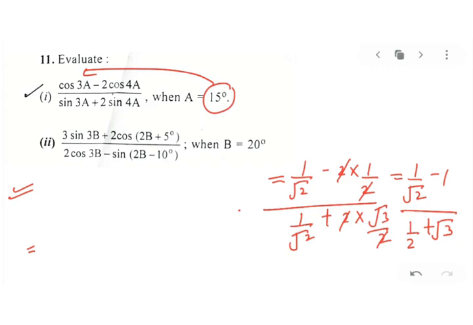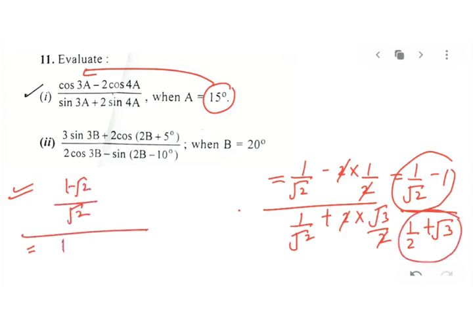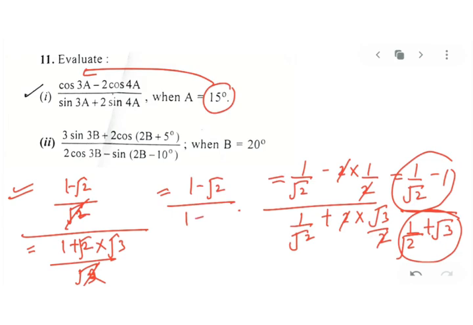So now you have to take LCM of this. So it will be (1 minus √2) upon √2, and down also you have to take LCM of this. So that will be 1 plus √2 into √3 upon √2. Now my dear kids, this √2 and this √2 get cancelled. So your answer is (1 minus √2) upon (1 plus √3 into √2, which is √6). That's your answer. Clear?